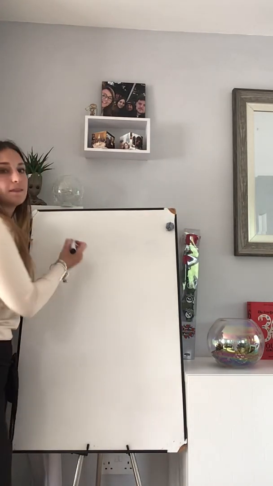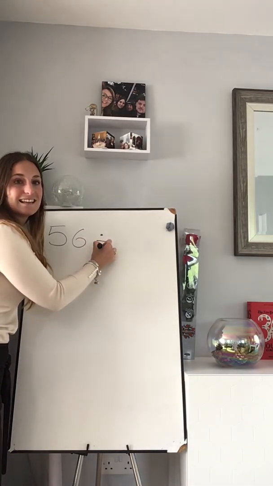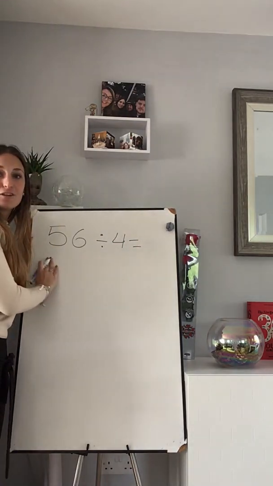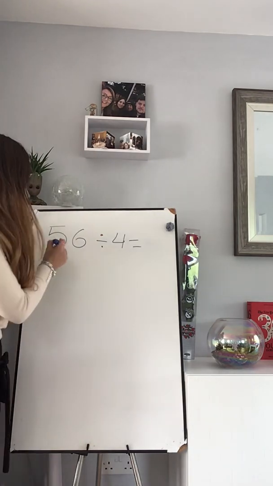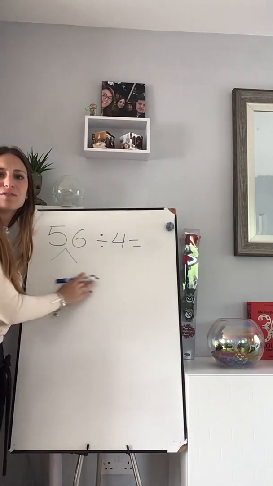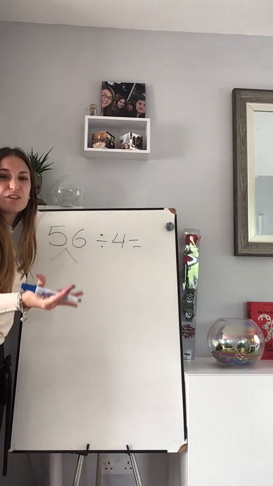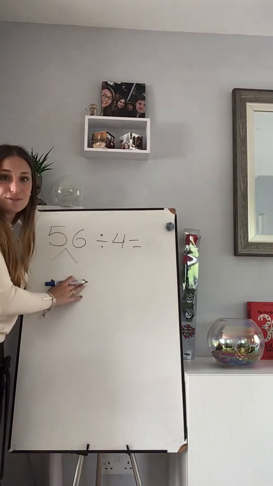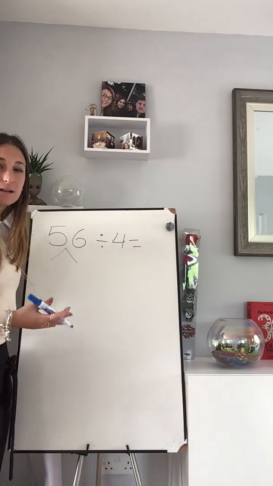Get ready. 56 divided by 4. I'm going to partition this. Have I got 50 on my 4 timetable? I don't, do I? I cannot go as far as 50. So for 56, what is the one that is closer?